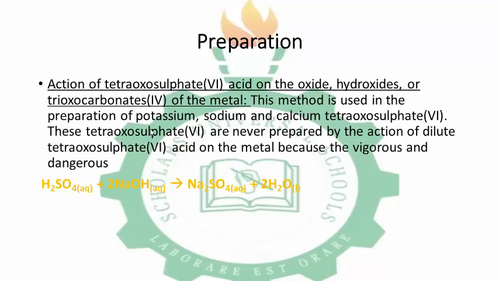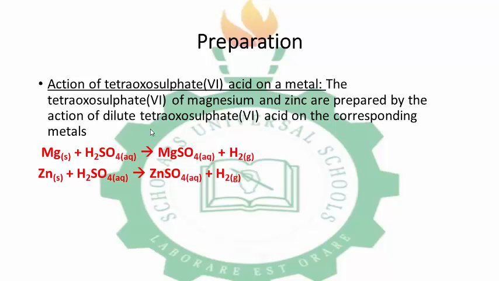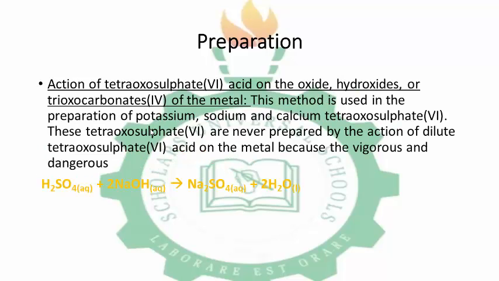Now, we can also prepare tetraoxosulphate(VI) salt by the action of the tetraoxosulphate(VI) acid on the oxide, hydroxide, or trioxocarbonate(IV) of the metal. And this is the method we use to prepare sodium and potassium tetraoxosulphate(VI) salt. Now, we don't use the first method because the reaction is very vigorous. This method is used in the preparation of potassium, sodium, and calcium tetraoxosulphate(VI) salt.